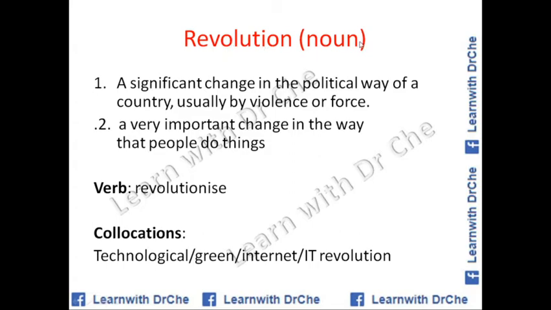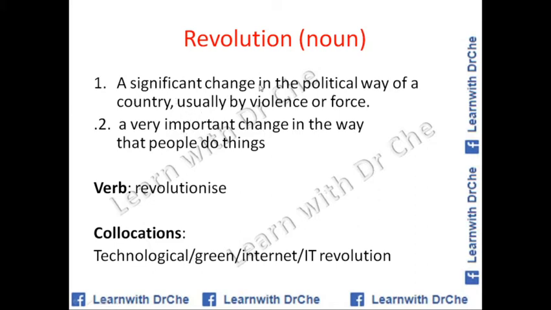Revolution is a noun, and its verb form is revolutionize. This is the verb form. If you use the noun form at one point and the verb form at another point to vary your language, this is called range of language. This will boost your score. You don't need to learn rare idioms and rare words to boost your score.